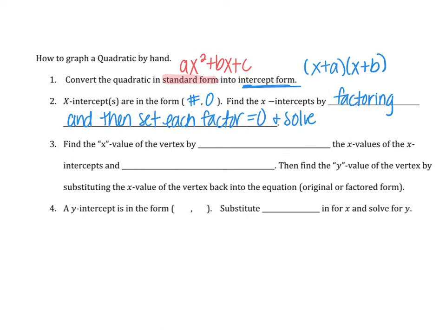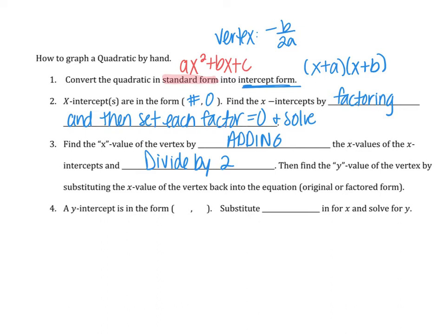The new thing is, how do we find the x value of a vertex? Now, we learned a couple units ago that if it's in standard form, we find the vertex by doing the opposite of b over 2a, and you absolutely can do that. But since we just found the x-intercepts, we already did most of the work, and we just have to do 2 steps. So we find the x value of the vertex by adding the x values of the intercepts and then dividing by 2. In other words, we're finding the average.